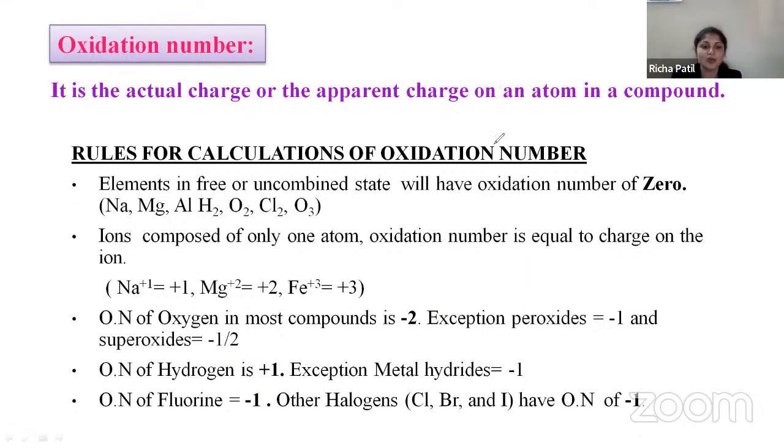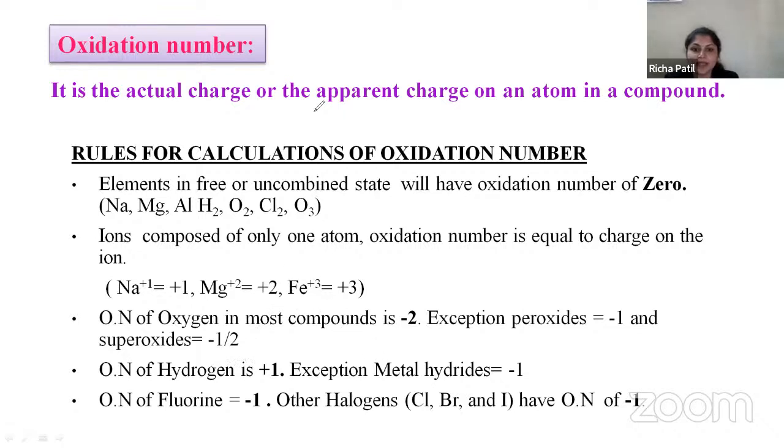Most commonly oxygen will occur in -2. Only in the exception cases, peroxide will be -1 and superoxide will be -1/2. Then the oxidation number of hydrogen is +1. In most cases the oxidation number of hydrogen is +1.